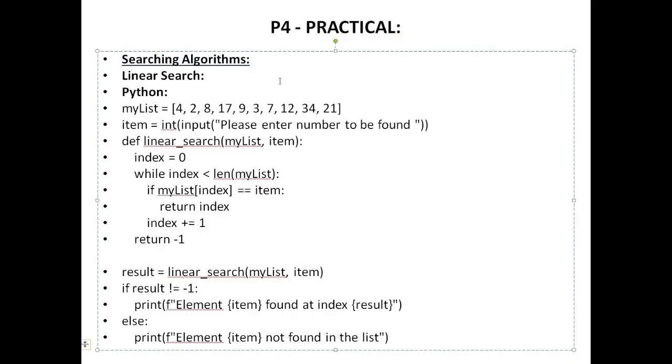As you know very well, in chapter number 19 we have had two types of searching algorithms so far. One was a linear search and the other one was binary search. So first of all, let's take a look at the code for linear search.